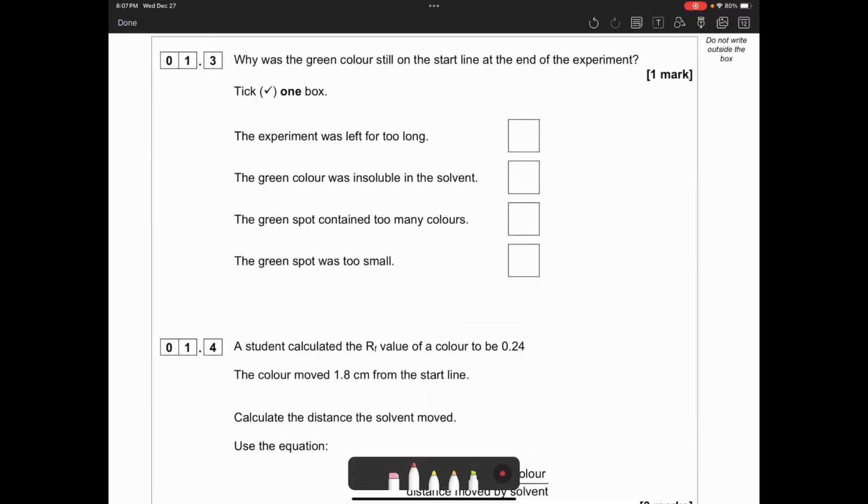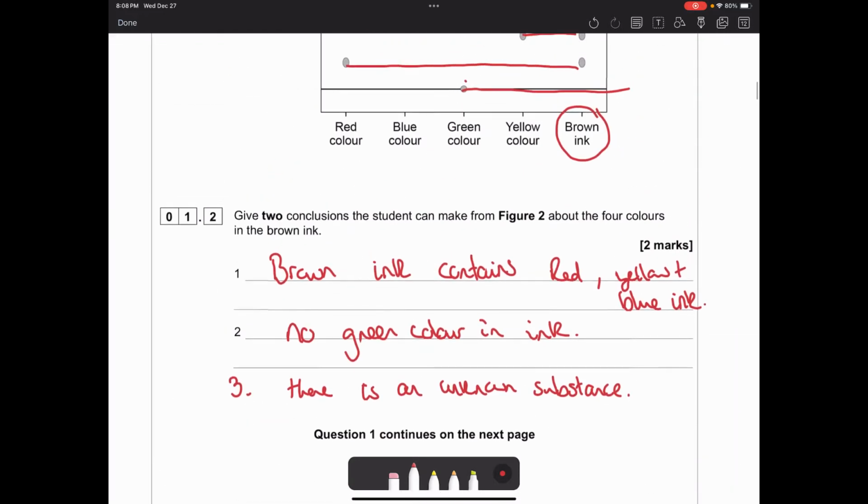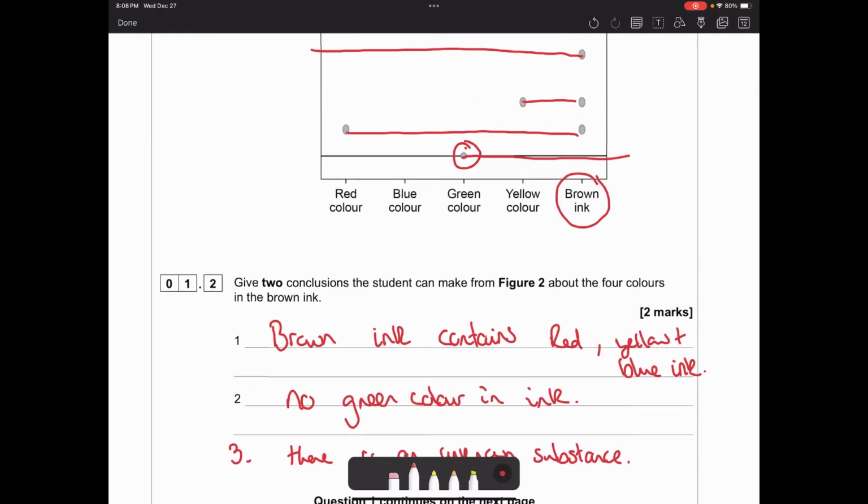Question 1.3. Why was the green colour still on the start line at the end of the experiment? The experiment was left for too long, the green colour was insoluble in the solvent, the green spot contained too many colours, or the green spot was too small. Well, hopefully you remember that inks go up the paper based on their solubility or their attraction to the mobile phase. Substances that are insoluble do not move. So it should just be, because it was on the start line, okay, hasn't moved, so therefore it's insoluble. The same reason why your pencil line is insoluble and doesn't move.